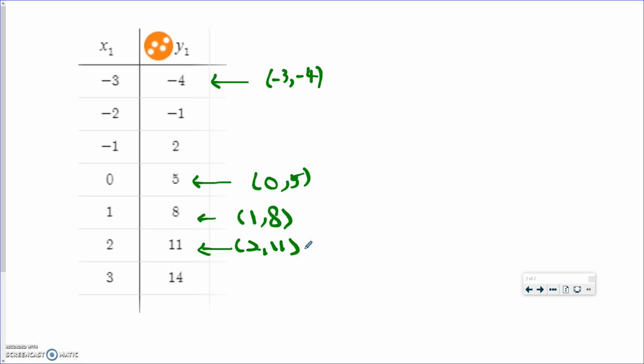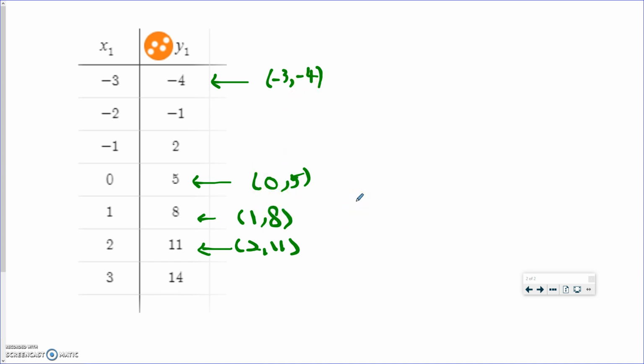and I don't have to. It depends on what I want to do with this table of values. If I'm going to plot the diagram, I'm not going to write these coordinates out. I'm just going to go to the diagram and start plotting -3, -4, 0, 5, 1, 8, 2, 11, and so on.